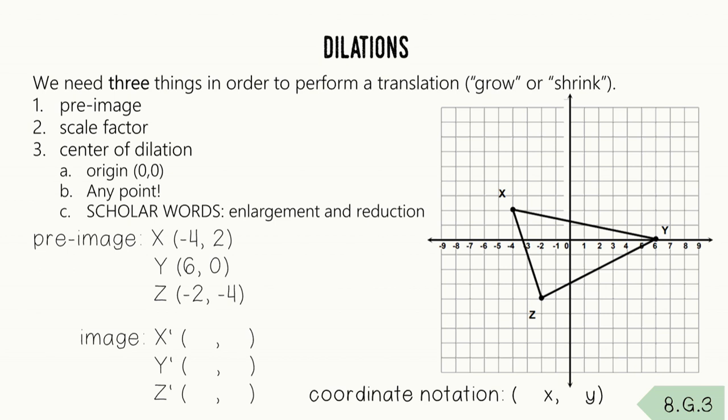So let's go ahead and try a dilation. Here's my first example. We need 3 things. Pre-image, I see this here, triangle X, Y, Z. We need a scale factor, and for this example, we are going to use a scale factor of 1/2. So, is a scale factor of 1/2 going to cause an enlargement or a reduction? Well, since it is less than 1 and greater than 0, I can tell that this is going to cause a reduction. My shape is going to be half as large as it was before.